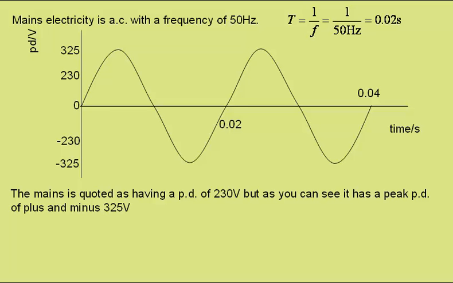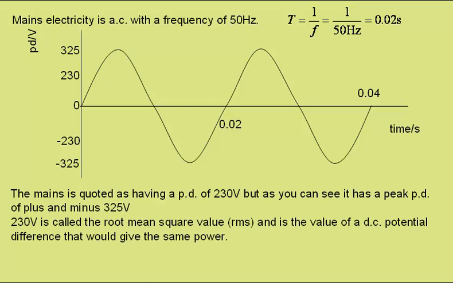The mains is quoted as having a potential difference of 230 volts, around about this value. But as you can see, it has a peak potential difference of around 325 volts, going down to about minus 325 volts. 230 volts is what's called the root mean square value, or RMS value, and this is the value of a DC potential difference that would give the same power as this alternating current.